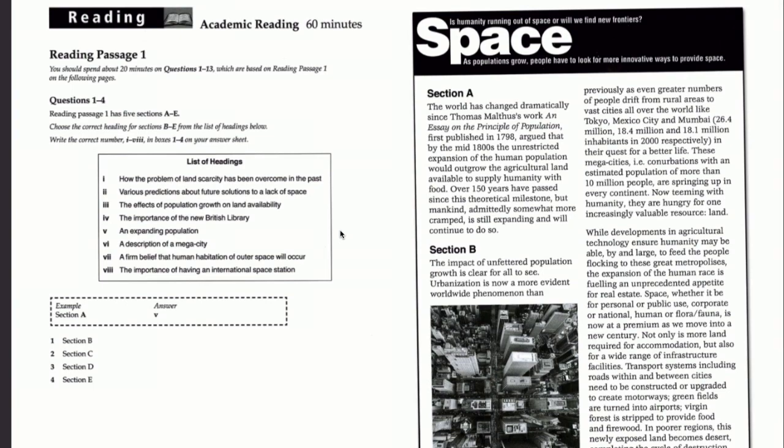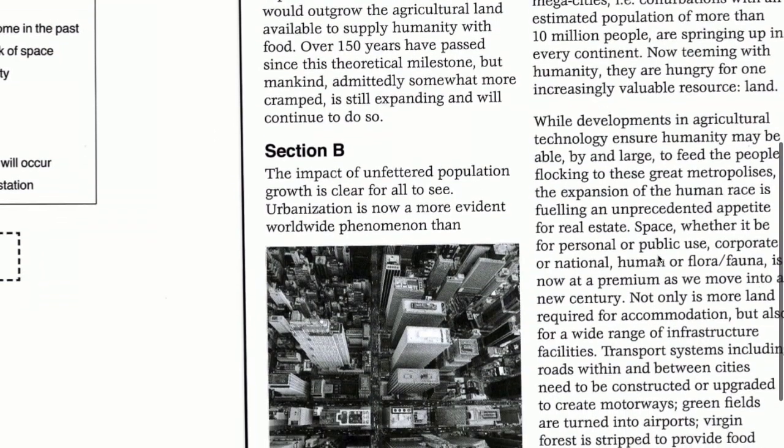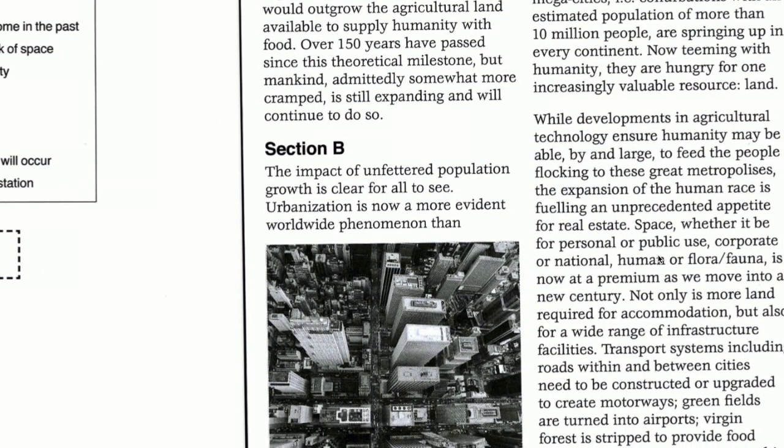Before starting, let's discuss what is the purpose of this section. Now, the list of headings are nothing but the gist, or you can say the central idea of the whole paragraph. So you cannot do it by reading superficially. You have to read it thoroughly and analyze it. Let's see question 1, which states to find out the most suitable heading for section B. So we will start reading with section B.